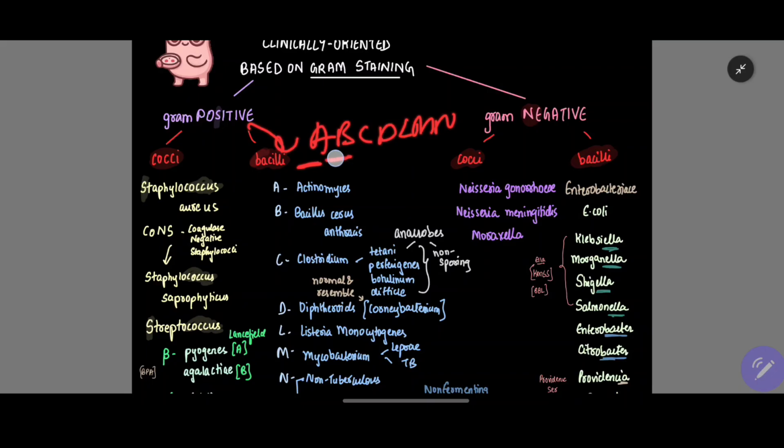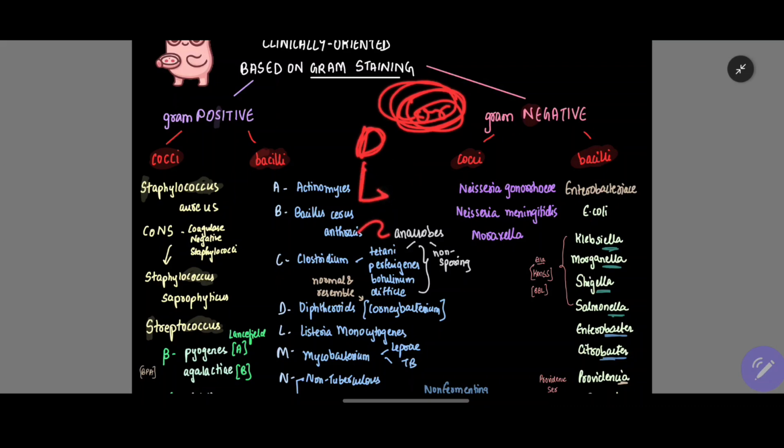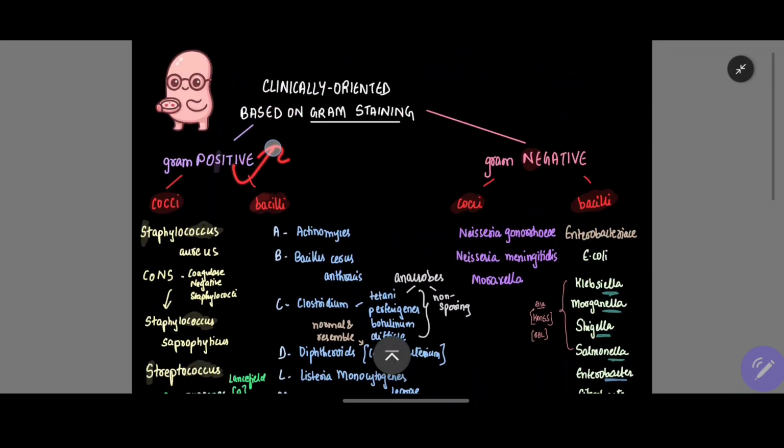A is for actinomyces, B is for bacillus. Bacillus can be Bacillus cereus or anthracis. C is for your clostridium. Clostridium are your anaerobes. Anaerobes can be sporing or non-sporing. So clostridium is tetani, perfringens, botulinum, and difficile. So P, B, and D are like inverted versions of each other. And then D is for diphtheroids. And then there's also Corynebacterium diphtheriae, which causes diphtheria. And then L is for Listeria monocytogenes. M is for Mycobacterium leprae and tuberculosis. And then N is for nocardia and non-tuberculous mycobacteria. Okay, so gram positive are done.